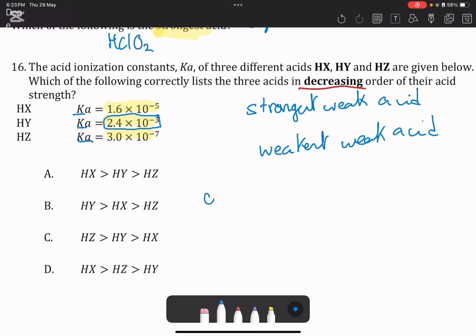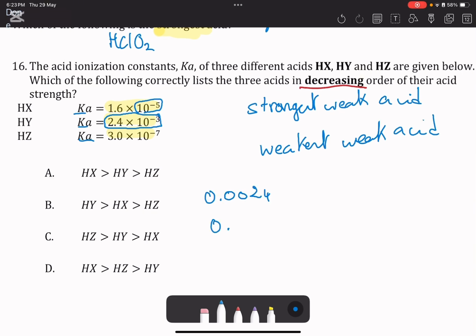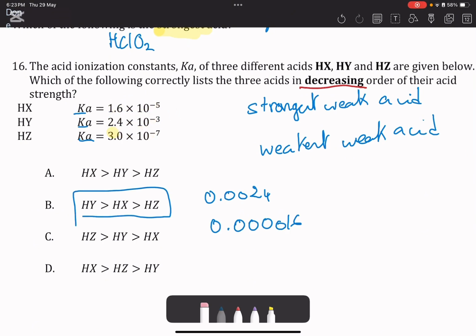It's 10 to the power -3, meaning 0.0024, compared to 10 to the power -5, so it is 0.123416. So that's the strongest. Hy, then Hx, then Hz. You just have to compare the numbers and be careful with this.